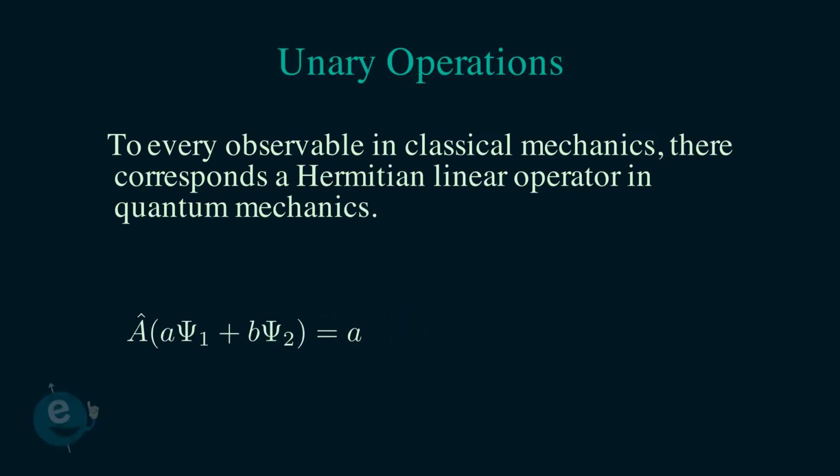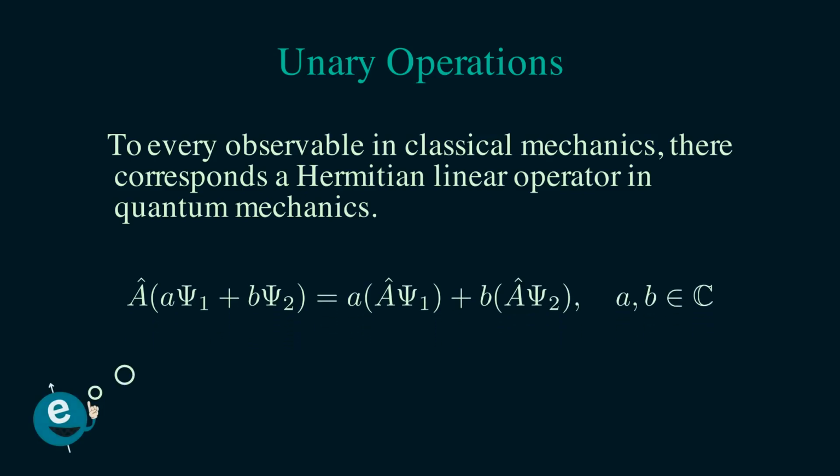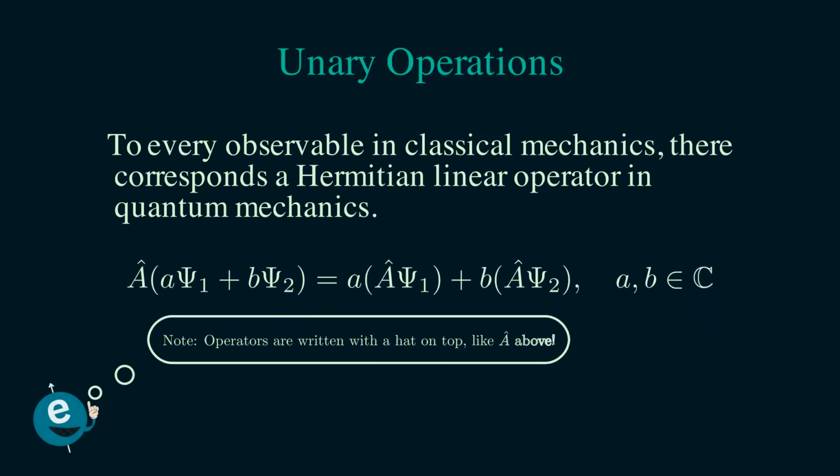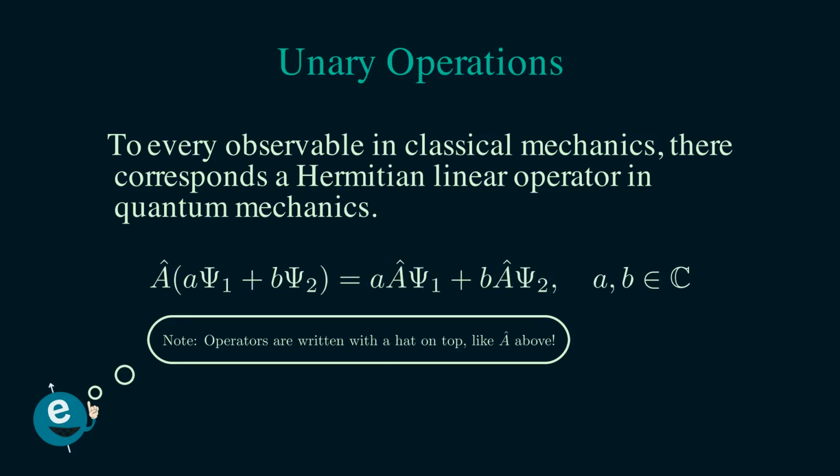Remember that a linear operator is an operator that satisfies the following property. In words, linearity basically means that you should be able to switch the order of the constant and the operator and be able to pull out the operator from the sums. If you need to read more about linearity, I'll leave a link in the description for you to learn more.